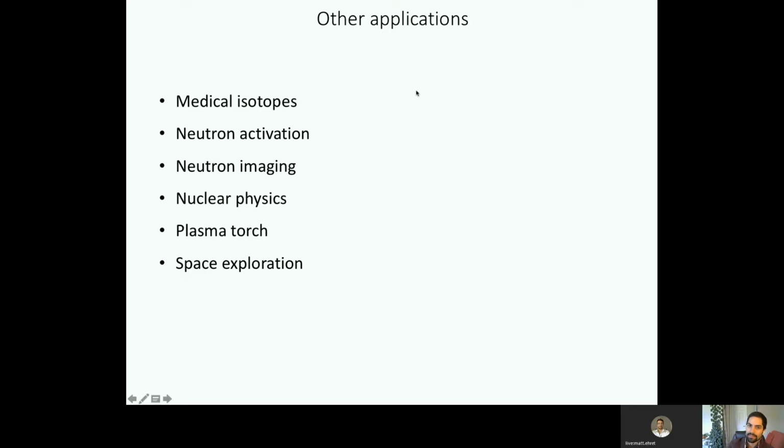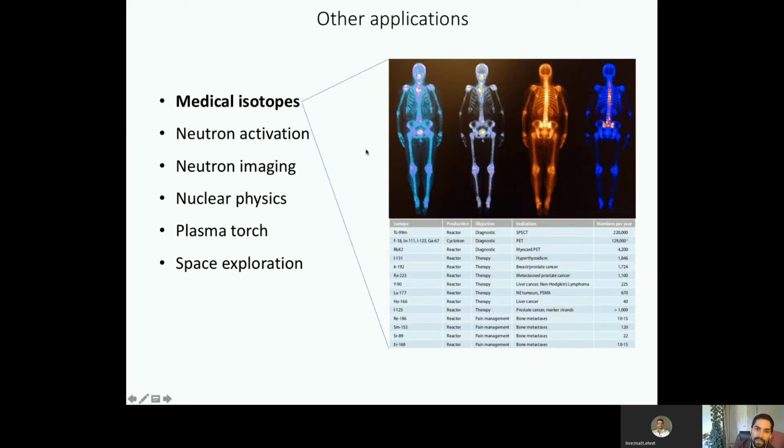Well, the thing is that nuclear power is not only for boiling water. We can do a lot of other things with nuclear power that we cannot do without reactors. So I'm going to go through some of the other applications that go beyond producing electricity that we can use reactors for. One of them is medical isotopes.